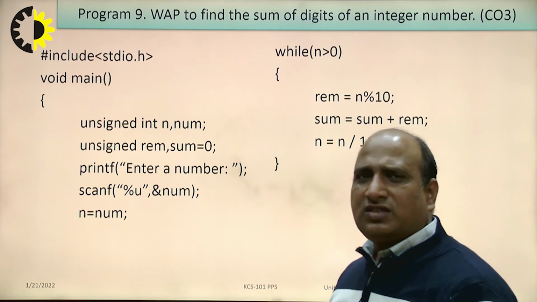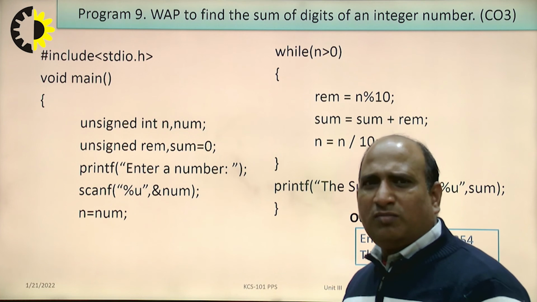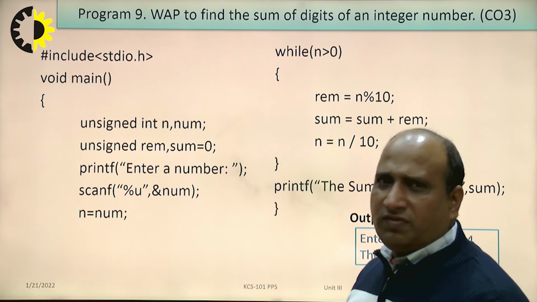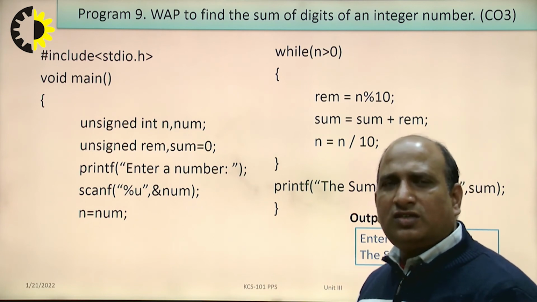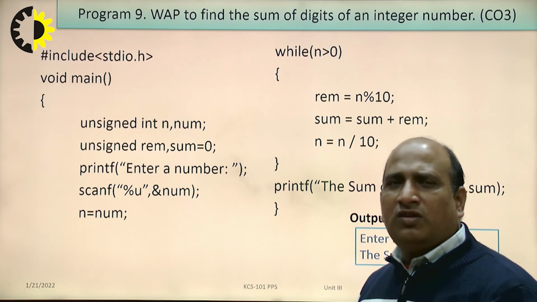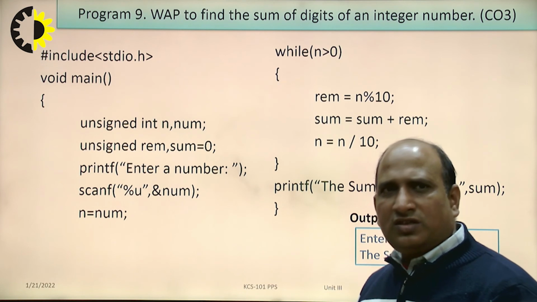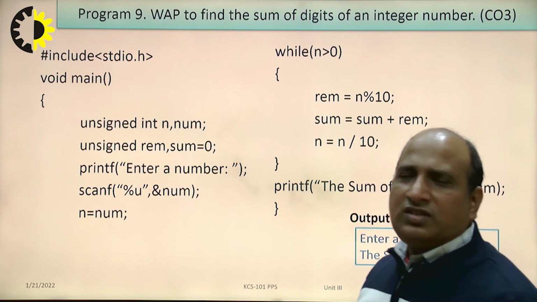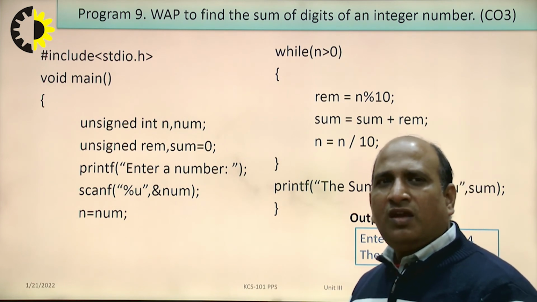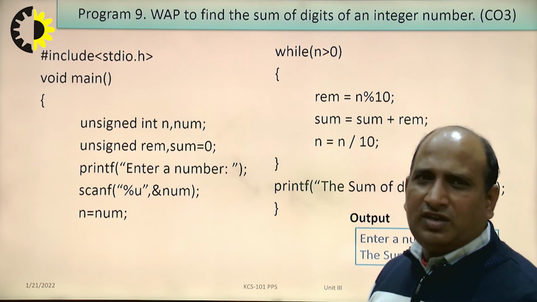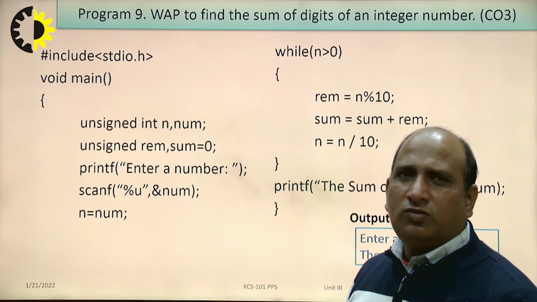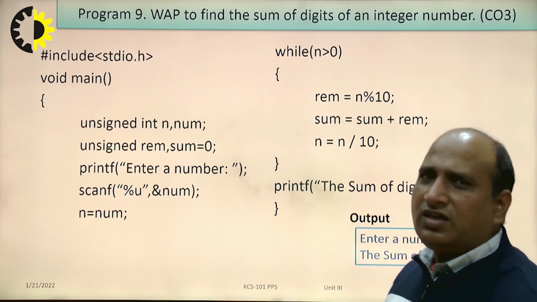Suppose the number is 254. Firstly the control comes to n greater than 0. 254 is greater than 0, yes, it is true. Control comes inside, n modulus 10, meaning 254 modulus 10 gives 4, so the rem variable has 4. This is added to the sum, 0 plus 4, sum is now 4. Now n equals n by 10, so n becomes 25, because 254 divided by 10 gives 25.